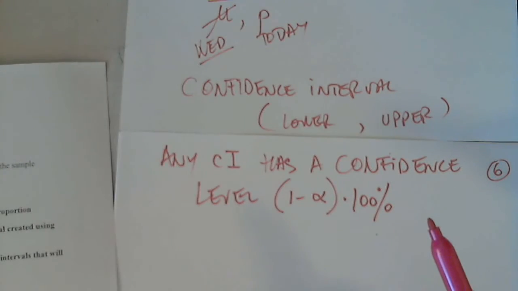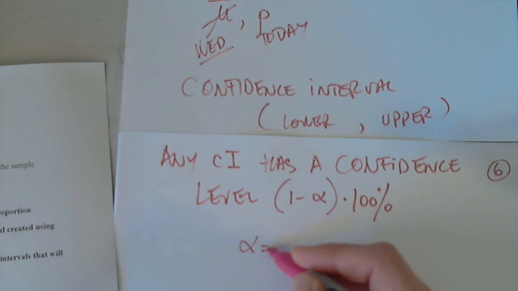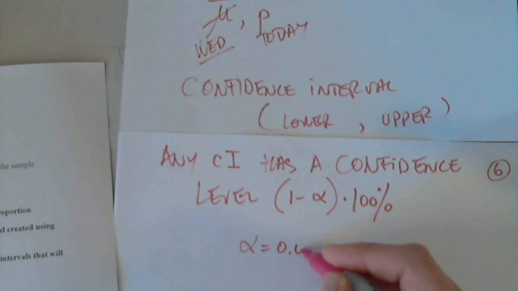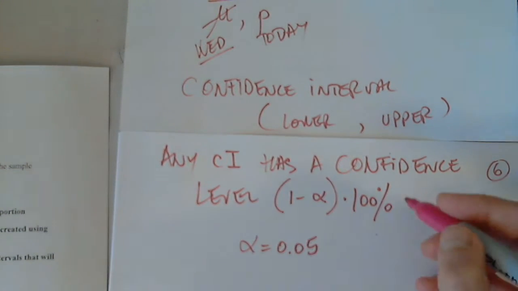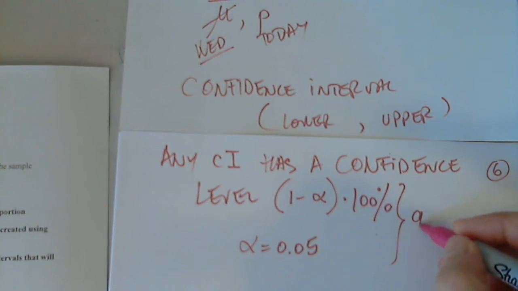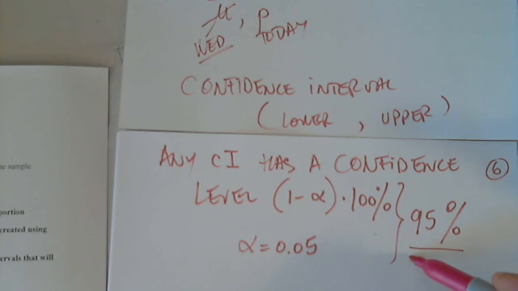So what does it represent? Let's say alpha is 0.05, which is a usual alpha. Then what does this represent? 1 minus 0.05 represents 95%. So for alpha of 0.05, the level of confidence is 95%.